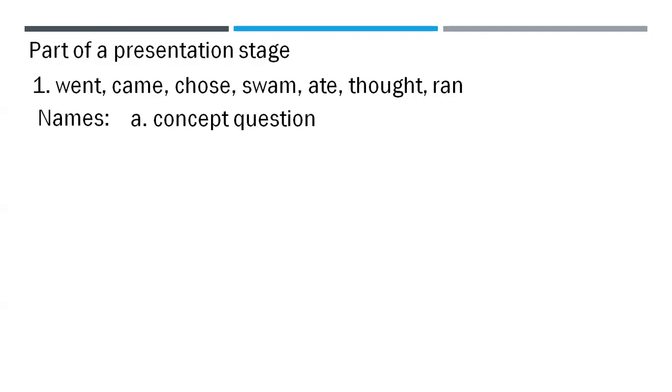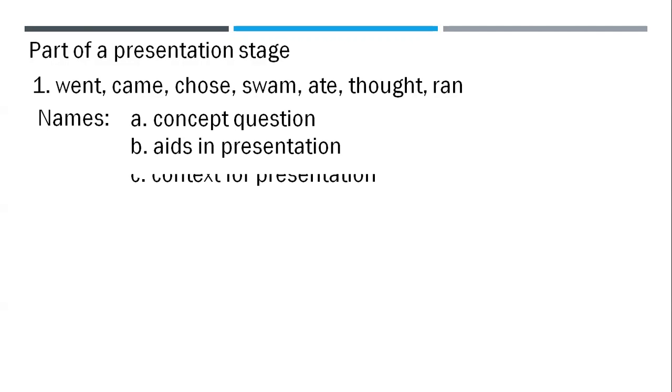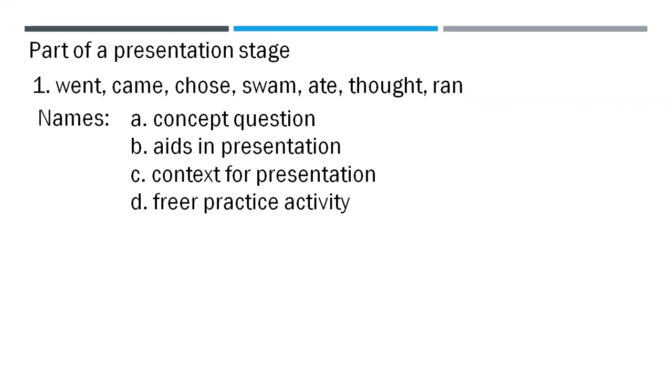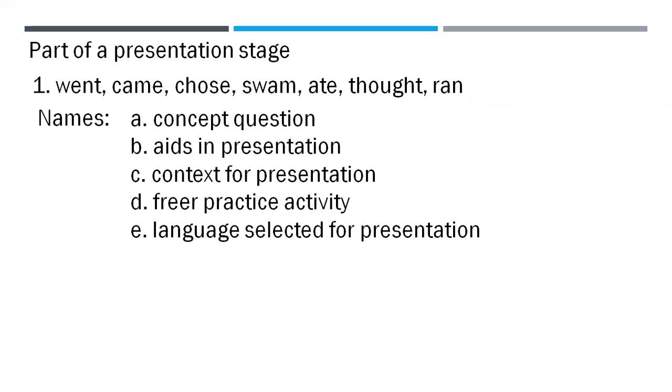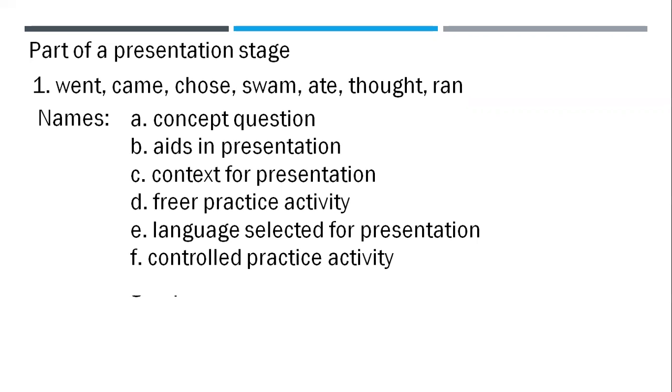For example, number one, it's a concept question. It's aids in presentation. It's context for presentation. It's a freer practice activity. It's language selected for presentation. Is it a controlled practice activity, or is it an explanation of use? So when the teacher just displays to the students this, went, came, chose, swam, ate, thought, ran, what is it? And the right answer is E. Of course, this is the language which is selected for presentation, the language that you're going to work with.